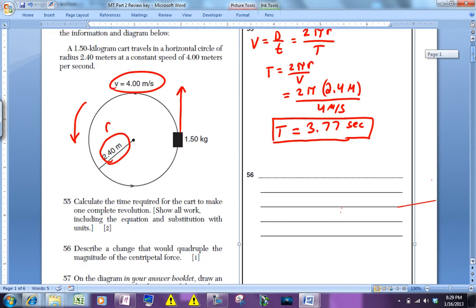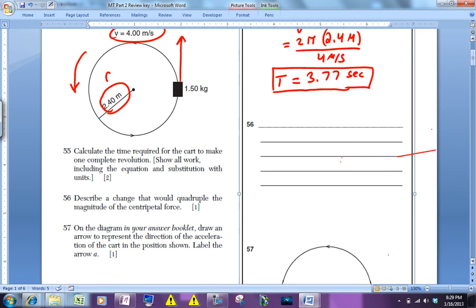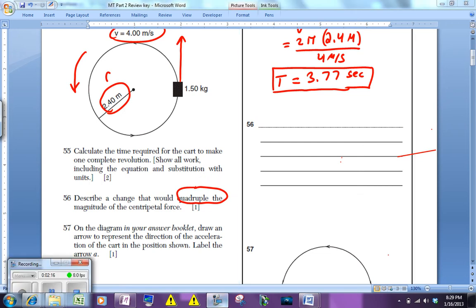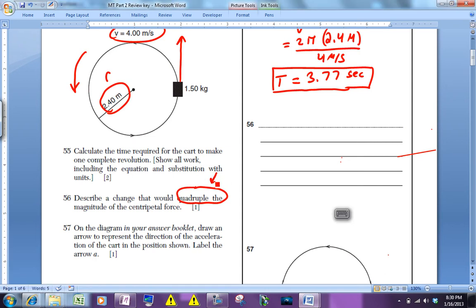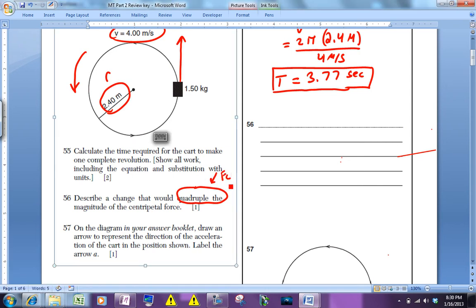The next question is a little tougher. It says, describe a change that would quadruple the magnitude of the centripetal force. So we want the centripetal force to get 4 times as big. So how are we going to do that?